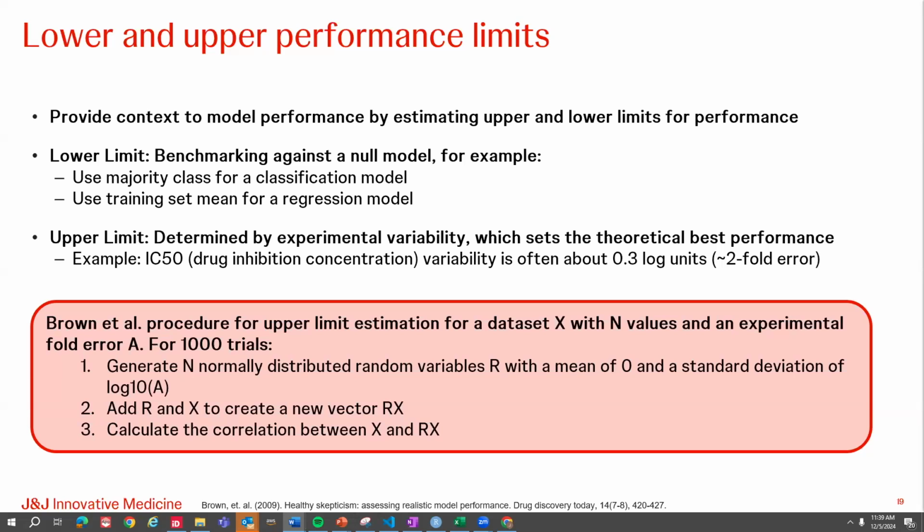And then an upper limit estimate is useful because it indicates the optimal performance you should expect to see after considering the experimental variability of the assay. So if your performance is better than the variability of the assay, then something's wrong with your evaluation. For example, with IC50, a typical variability is 0.3 log units, so your model performance can't be better than that. And we have an algorithm here for estimating the upper limit from a paper by Brown et al.